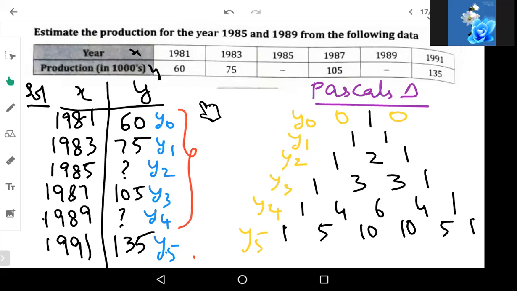Now, for the first set of calculation, we will be considering the first 5 data, that is y0, y1, y2, y3, y4. Since we are considering y4 here, in the Pascal triangle also, we should consider the coefficients of y4 only, that is 1, 4, 6, 4, 1. Are you all able to follow? Yes? Okay, good.